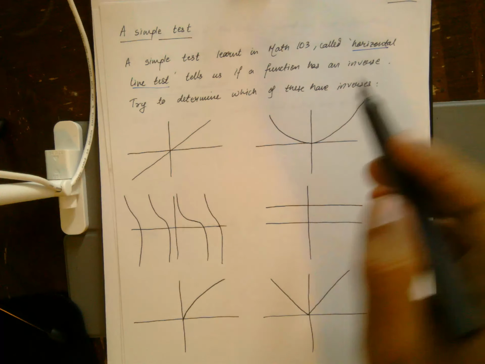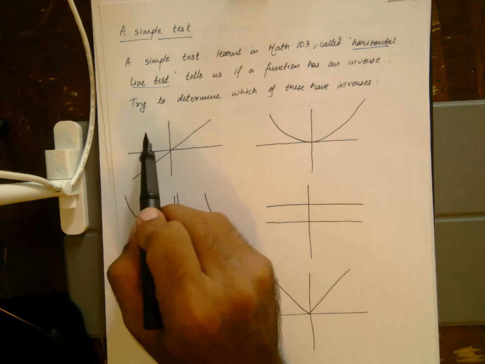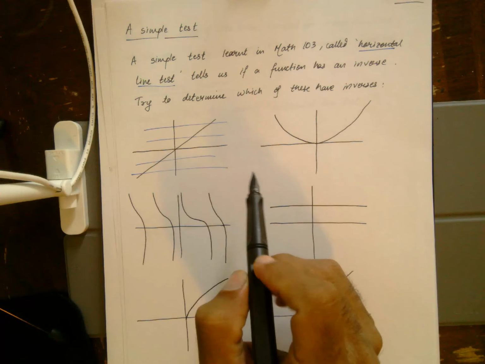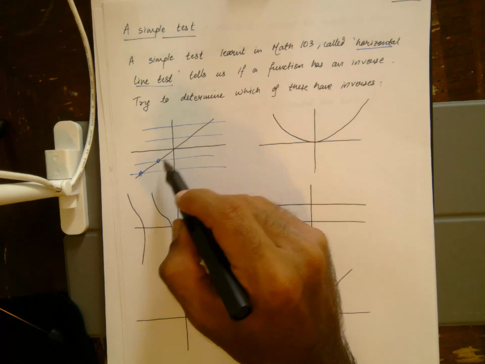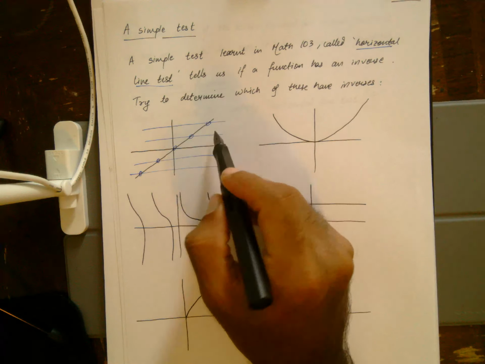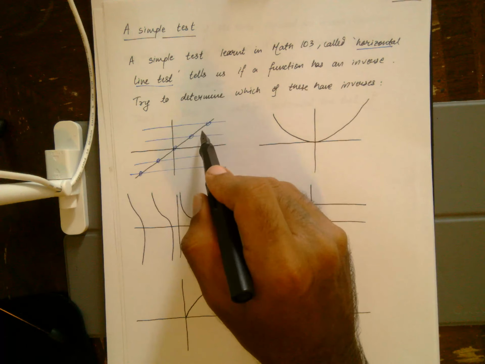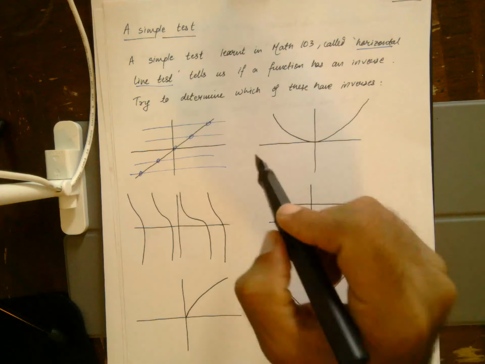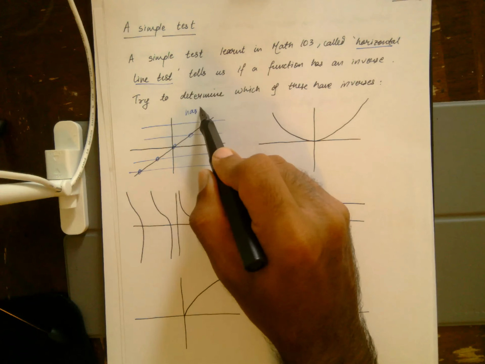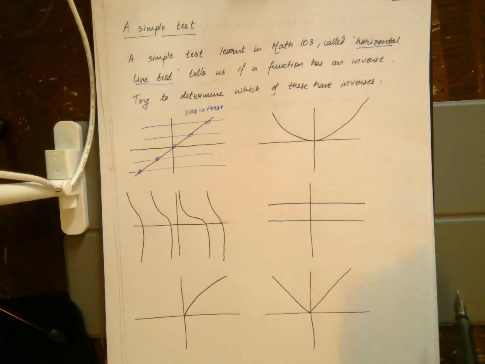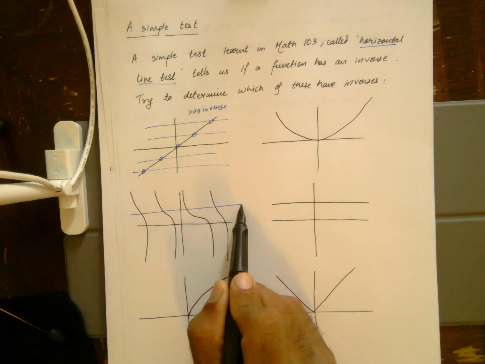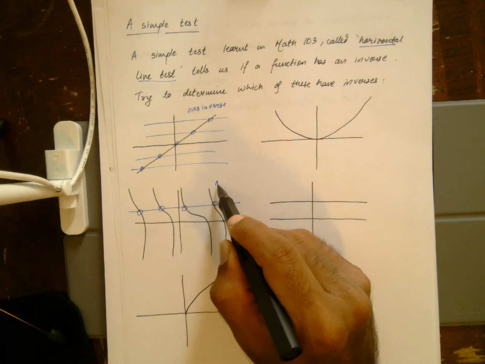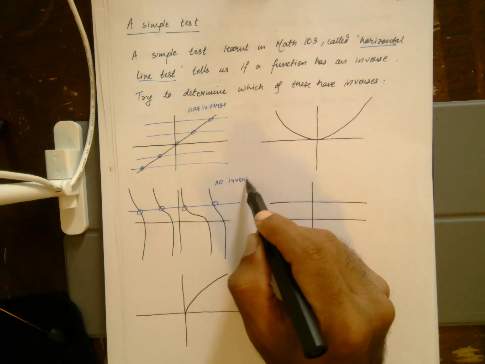Basically what it says is, take the graph of the function and at different levels draw horizontal lines and look at how many points of intersection there are. If each horizontal line intersects exactly once, or let's say not more than once, then it has an inverse. So this function has an inverse. Whereas, let's say this function, a horizontal line has 4 intersections, so it has no inverse.